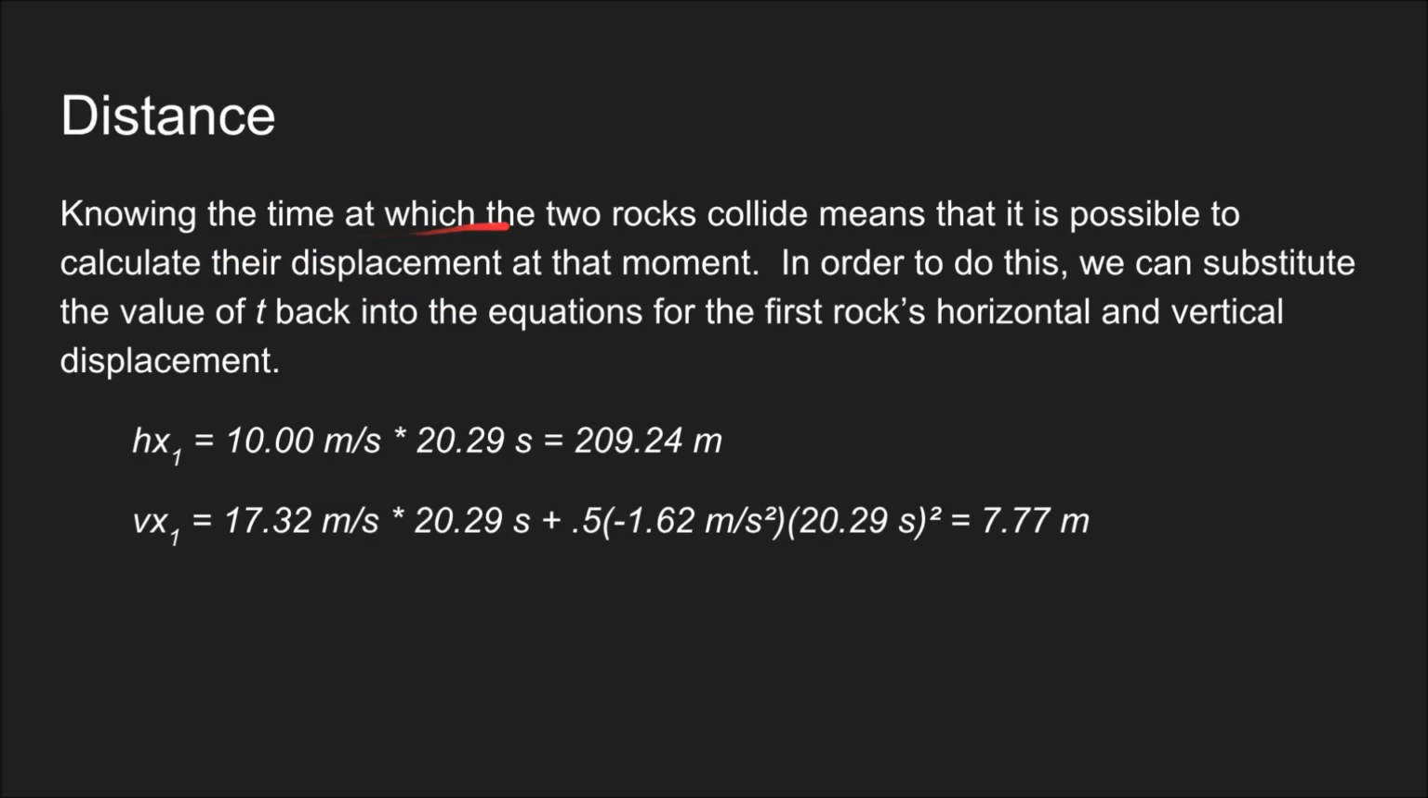Now, knowing the time at which the two rocks collide means that it is possible to calculate their displacement at that moment. In order to do this, we can substitute the value of t back into the equations for the first rock's horizontal and vertical displacement. Again, you can also use the equations for the second rock, but that would also mean that you have to factor in the delay. So once we do these, we get that it has moved 209.24 meters horizontally and 7.77 meters vertically.